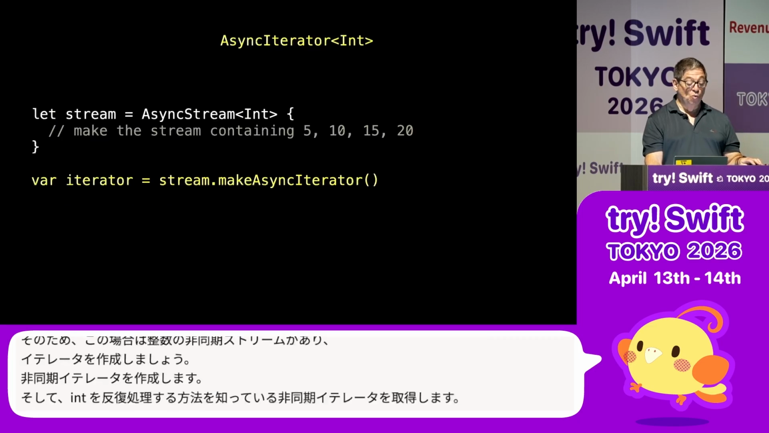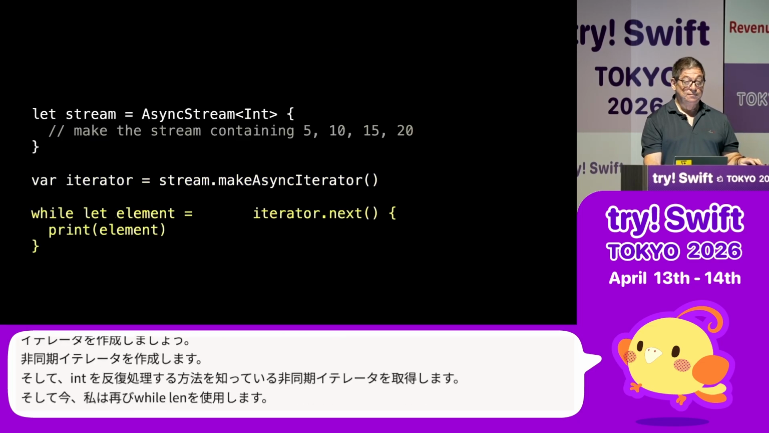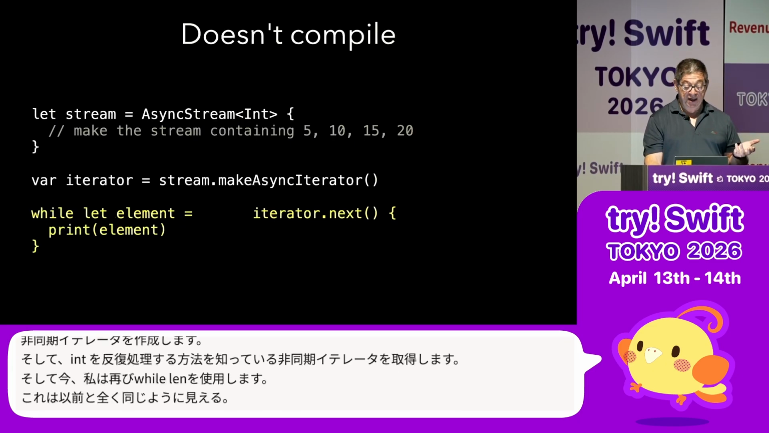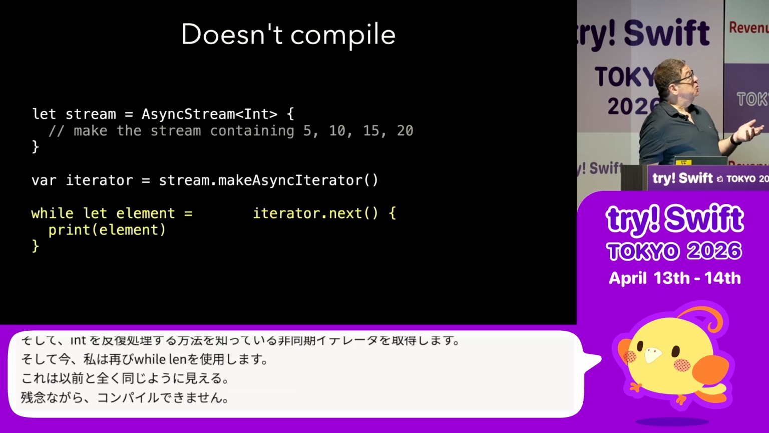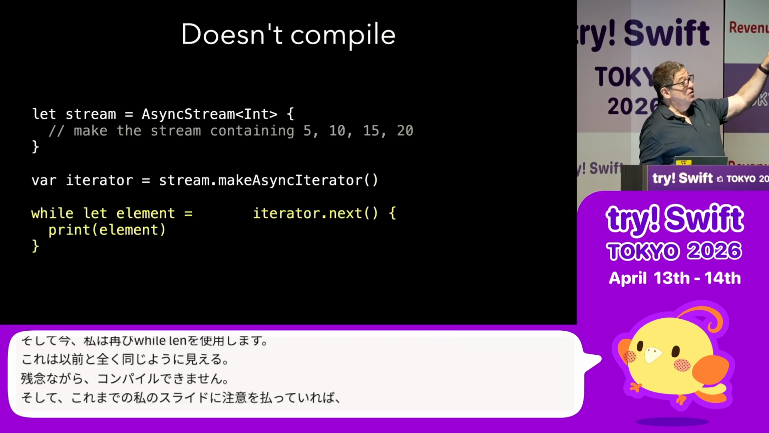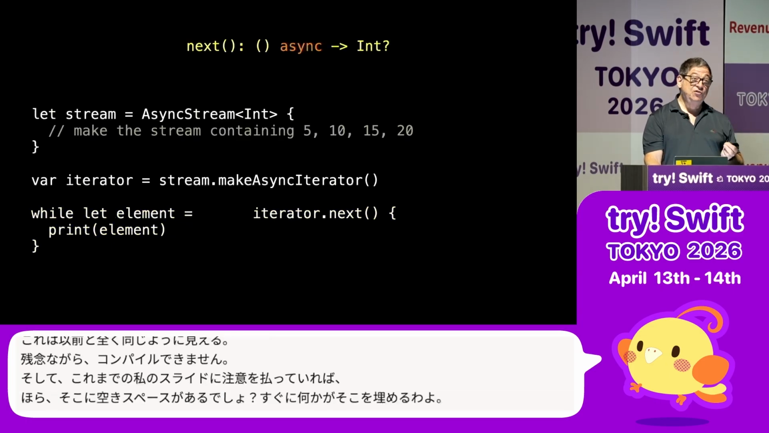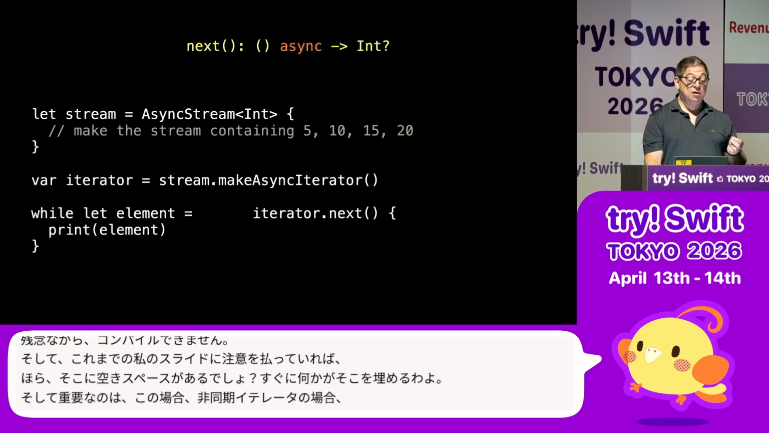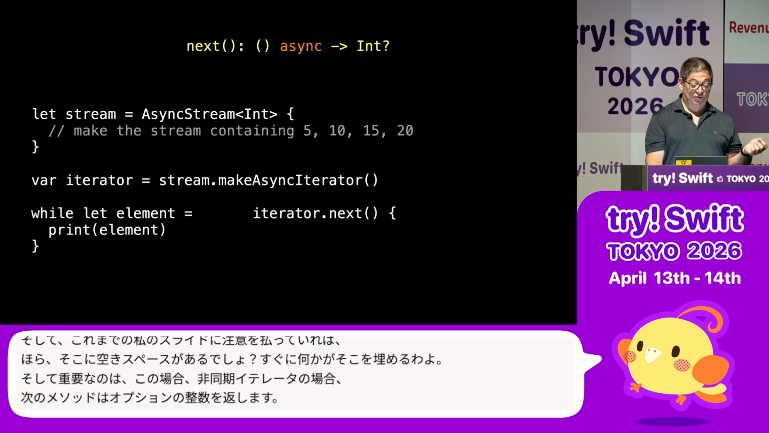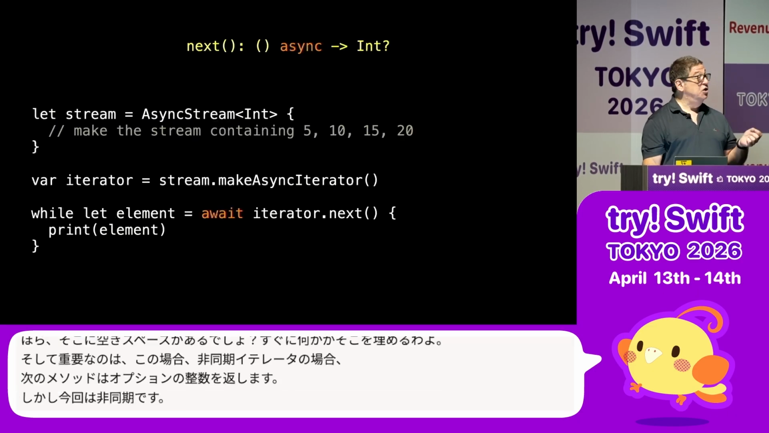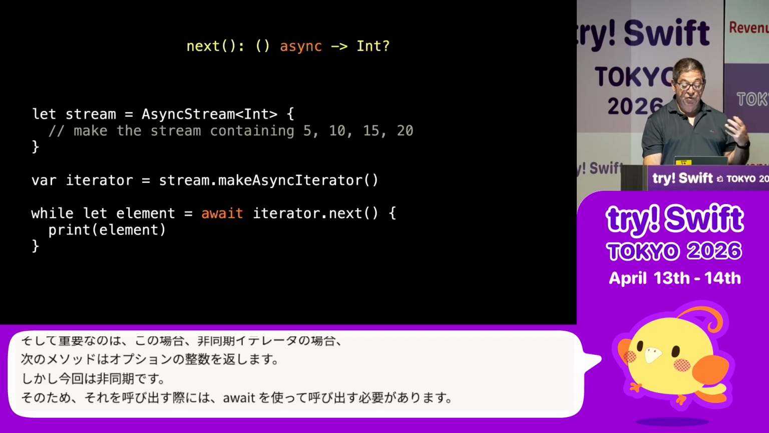And so now I use my while let again. This looks exactly like before. Unfortunately, it doesn't compile. And if you've paid attention to my slides so far, you know there's that empty space there. Something's going to fill that in a second. In the case of an async iterator, the next method still returns an optional int, but this time it is asynchronous. And so when we call it, we need to call it with an await. That's where the while let element equals await comes from.